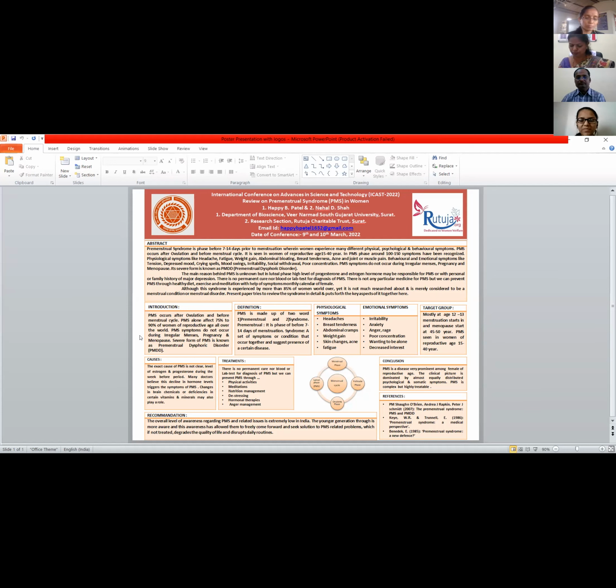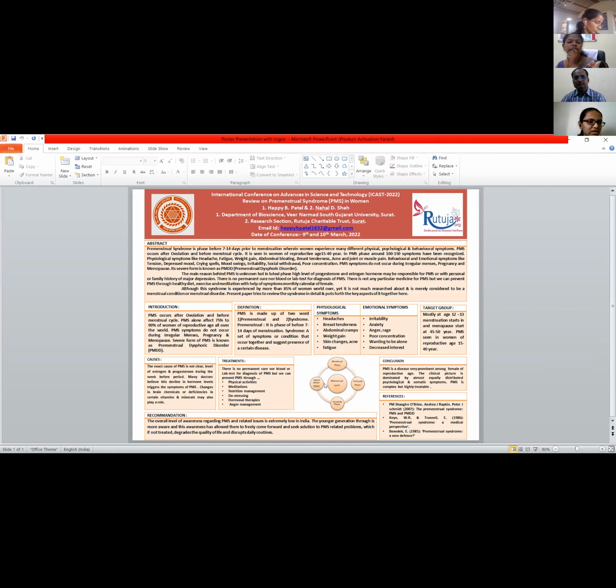What is premenstrual? The term is made up of two words, premenstrual and syndrome. Premenstrual is the phase 7 to 14 days before menstruation, and syndrome is a set of symptoms or conditions that occur together and suggest the presence of a certain disease. In the menstrual cycle, there are four phases: the first is the menstrual phase, second is follicular, third is the ovulatory phase, and fourth is the luteal phase. In the luteal phase, some symptoms occur, and these symptoms are called premenstrual syndrome.